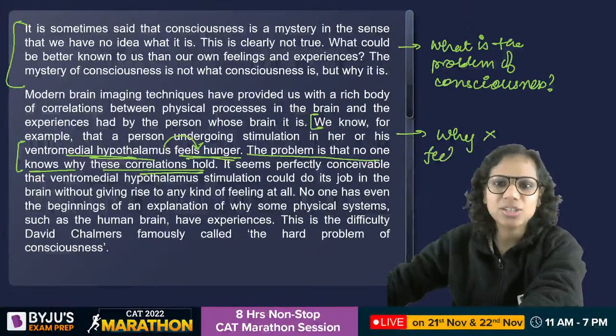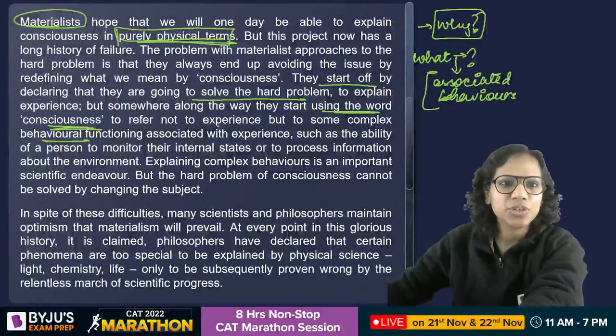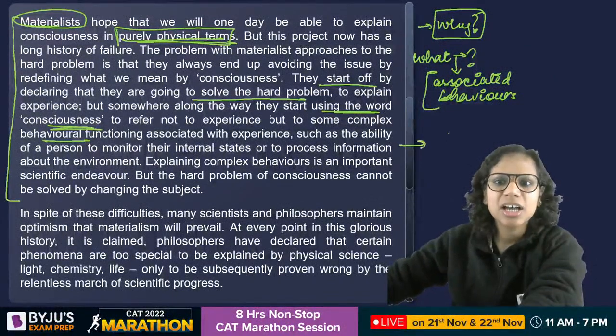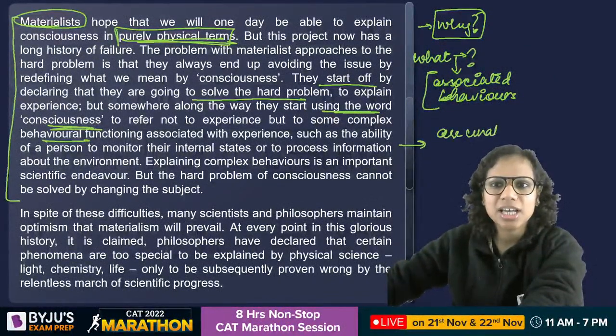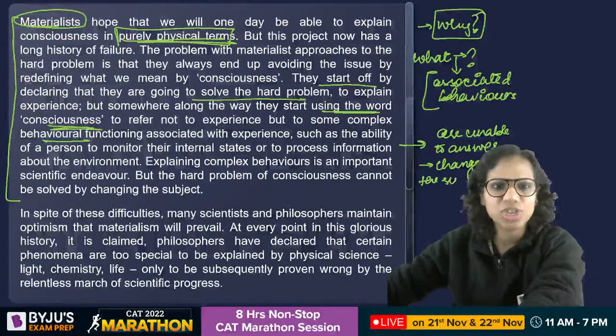Then the author elaborates it using an example and says that we don't know the why of our feelings. Why of the feelings is not known, right? So it is elaborated here. And finally, a name is given to it. Then the author says that materialists are unable to answer this. They change the topic. Okay, they change the subject. They start off by saying, okay, we'll solve it, but then they change the subject.